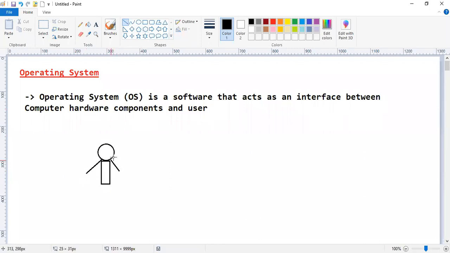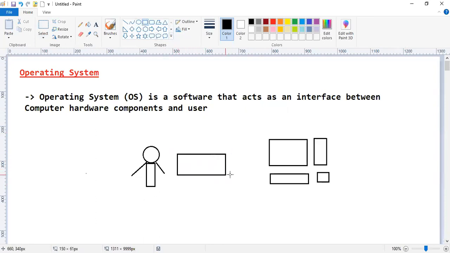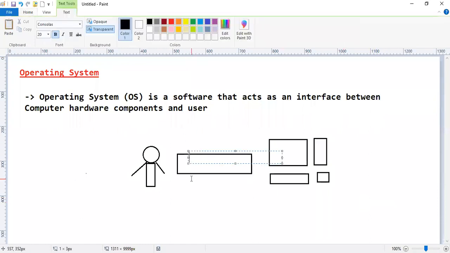Computer means what? It contains several hardware components. This computer contains several hardware components, like the CPU, a keyboard, and a mouse. This is one system. Now, how can this user communicate with this computer? For that, we need one mediator. Who is that mediator? We are going to use the operating system as a mediator between the computer and the user.